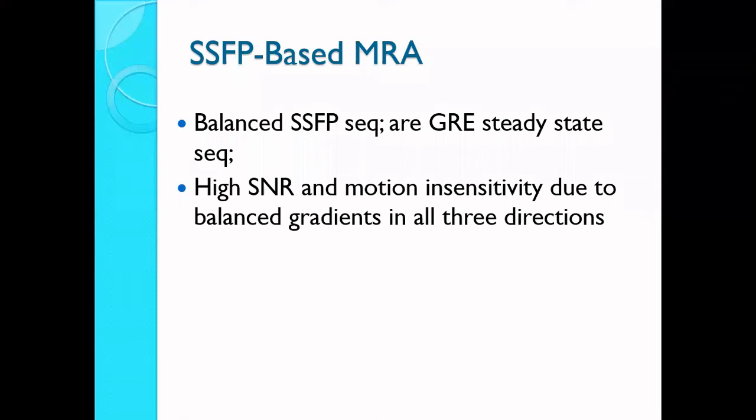Also, there is motion insensitivity. Why is the motion insensitivity there? It's because we are using the balanced gradients in all three directions, X, Y, and Z. So motion insensitivity is there, and that's why this is used as a sign imaging, SSFP. Sign imaging is the angiography, and for the angiography, the motion is important because motion is something that gives us that particular area, how the blood flow is happening.